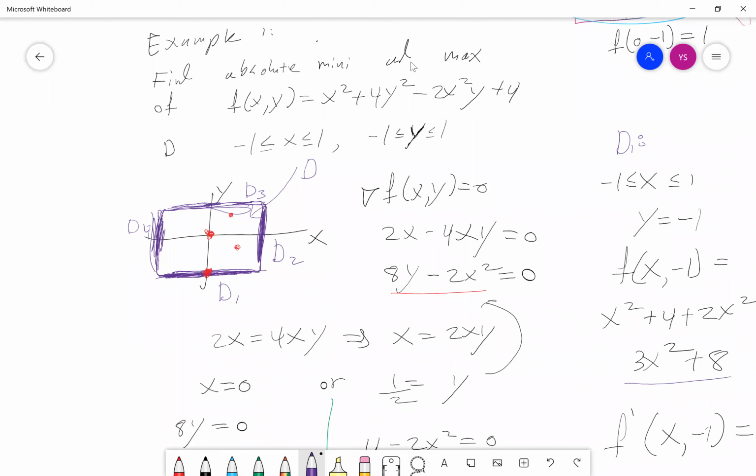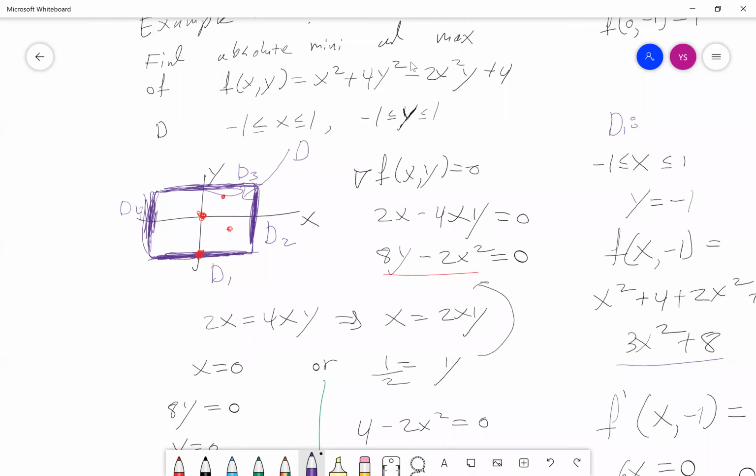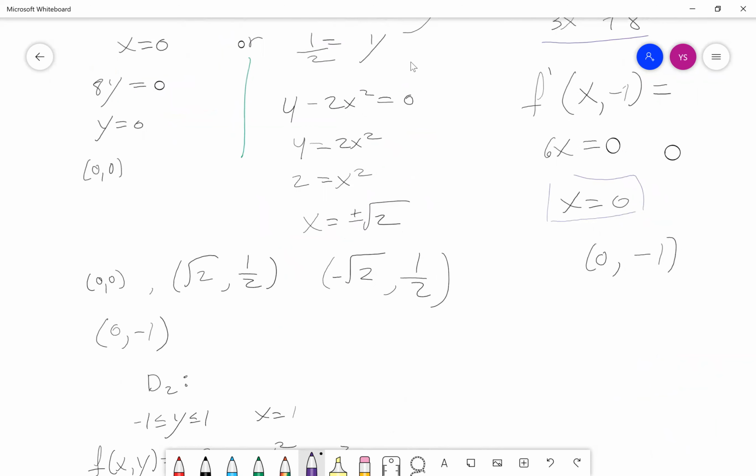Okay, so now for the last case, the D3 case. So we can skip the D4 case, the D3 case. Please take 2 or 3 minutes and do the D3 case. Now I'm going to add to our list our new points. -1, 1/4 and 1, 1/4.